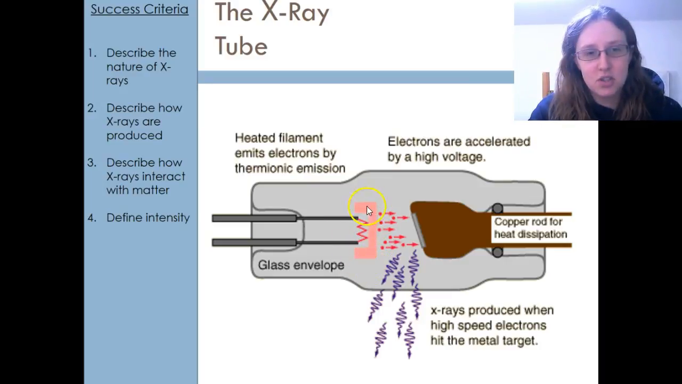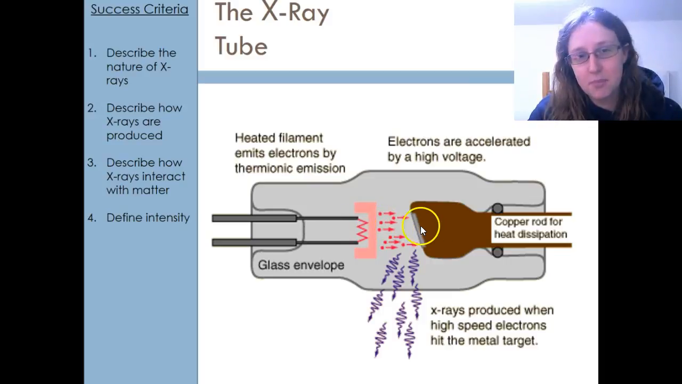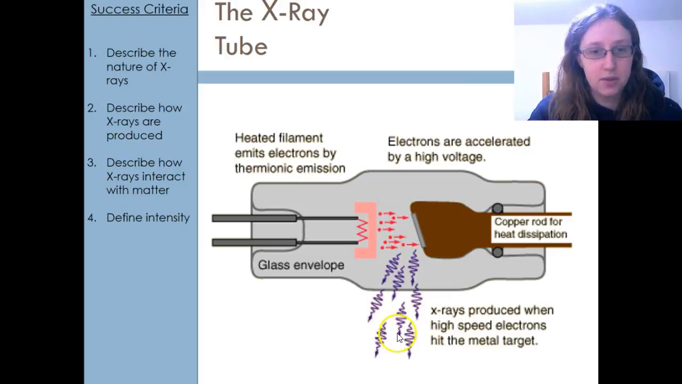I then apply a really high voltage. So this pink bit here is just showing you that I've got a potential difference across here. And that potential difference is going to accelerate those electrons. So we just use the electric field to cause those electrons to start moving and give them the energy by making them pass through the potential difference. They then go flying up till they hit the metal target. Now the silver bit, the grey bit here, that is the metal target. And it's normally at an angle so that the X-rays come off where I want them to, down here.